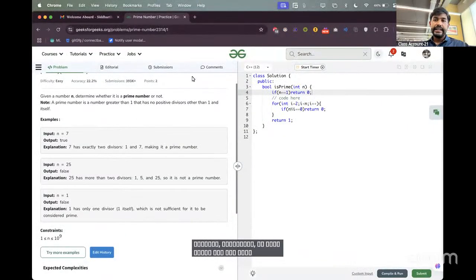We got a time limit exceeded. We can optimize this further. How can we optimize this?